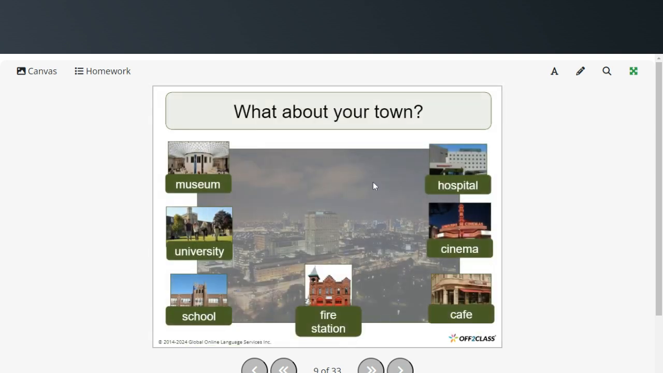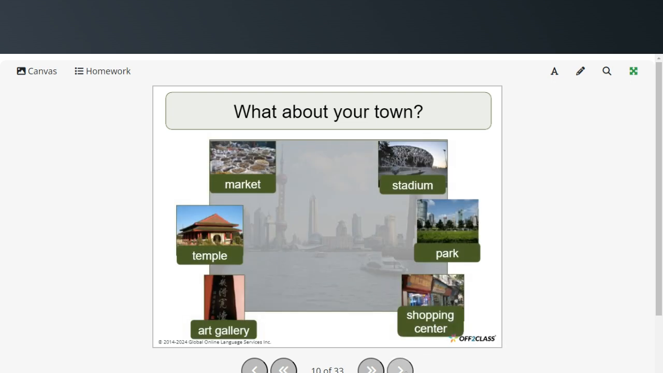So what about your town? You can pause the video and maybe write a description of your own town. These are some of the things that you can say, whether there is or there isn't, and then restart the video when you're ready to continue. Here are some other things that you might include in your description of your town.